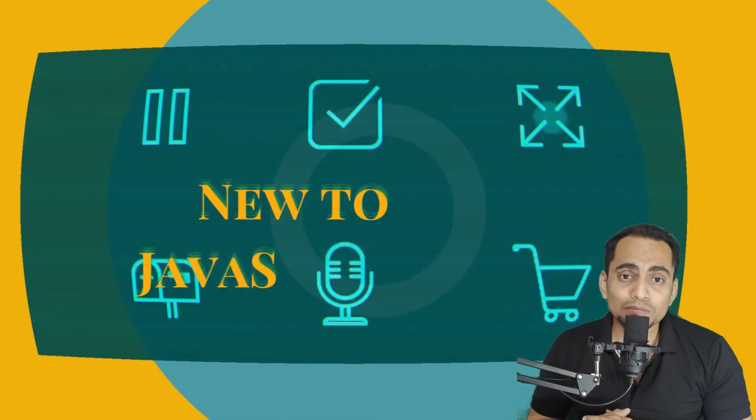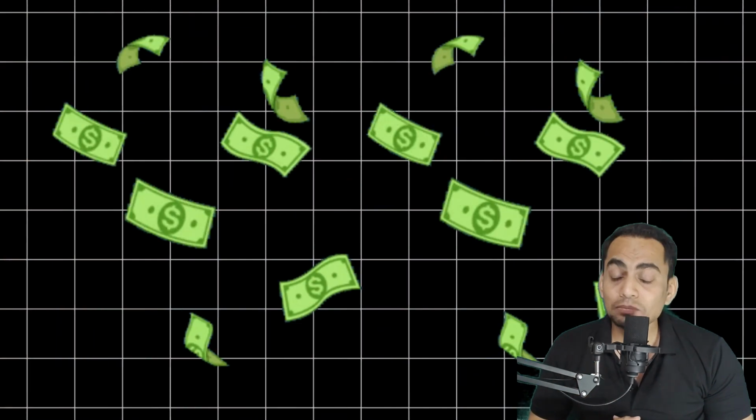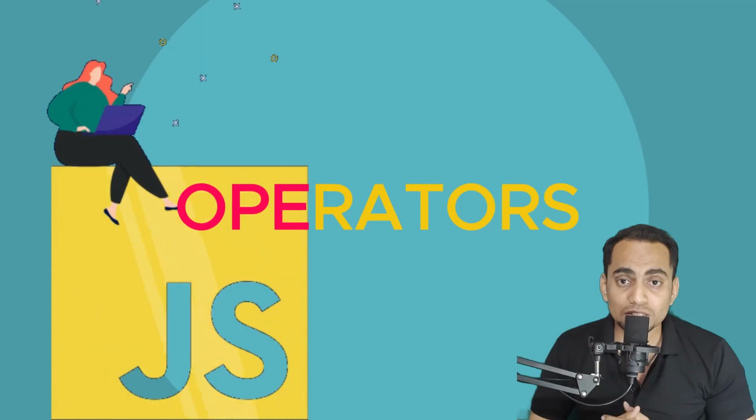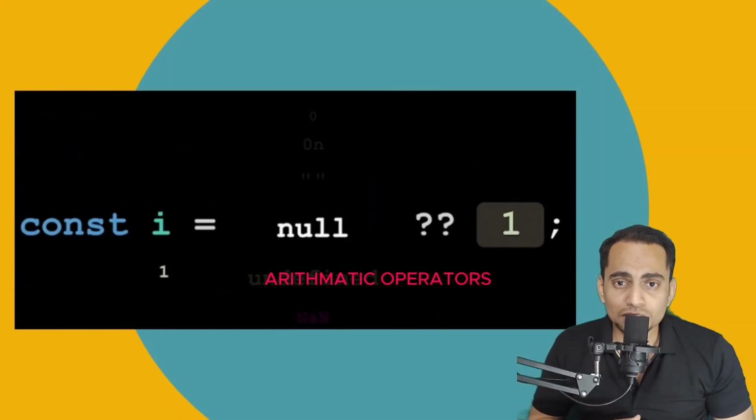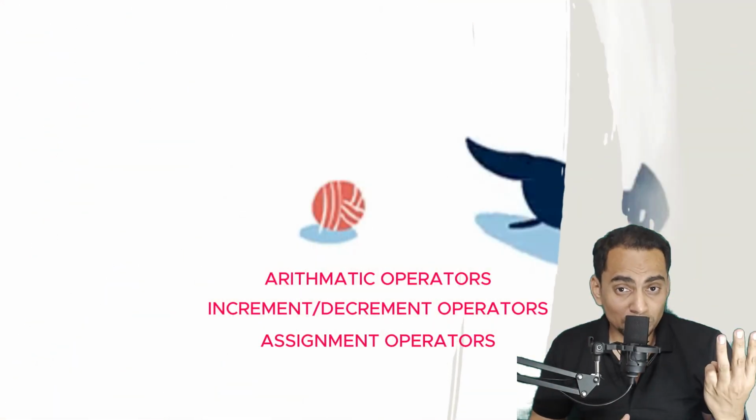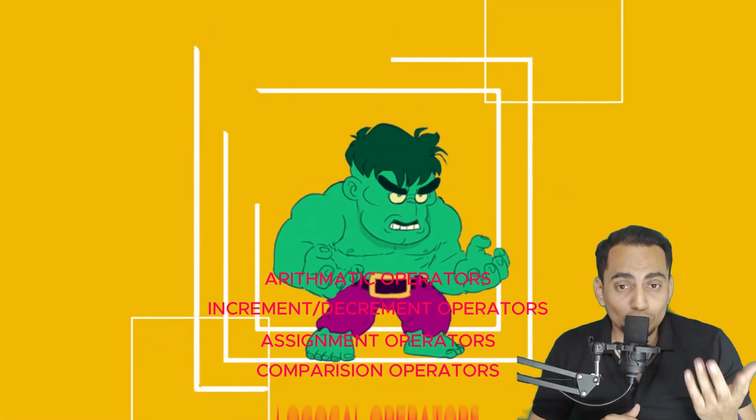Today we are diving into something super fundamental yet incredibly powerful: operators in JavaScript. What we will learn: arithmetic operators, increment and decrement operators, assignment operators, comparison operators, and logical operators. Think of operators as the action verbs of your code. They tell JavaScript what to do with your data, whether it's adding numbers, comparing values, or making decisions.